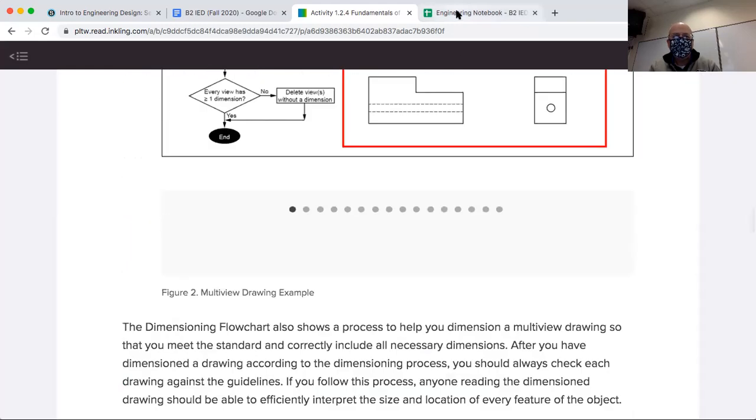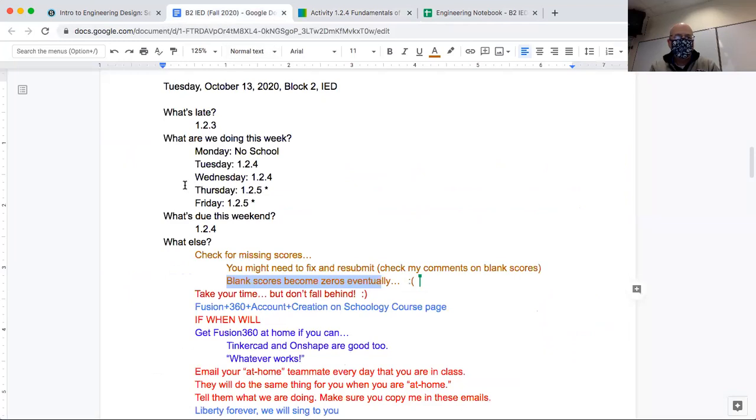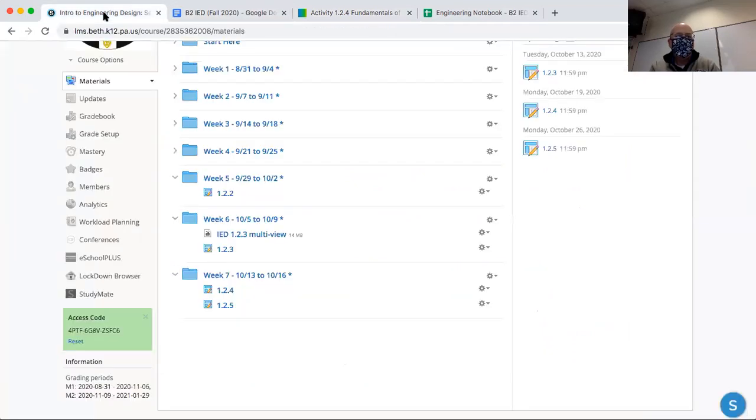Okay, I think that's it. Engineering notebook, the assignment 1.2.4. If you're still working on 1.2.3, yes, do that and master it before you even do this assignment. And check out the instructions, see if we can get this done this week and move on.